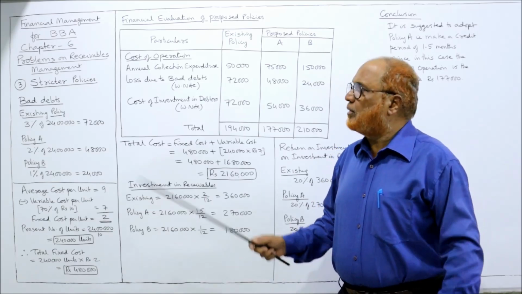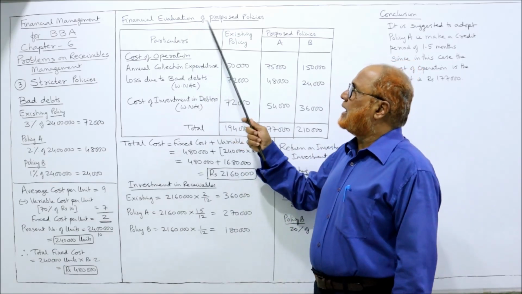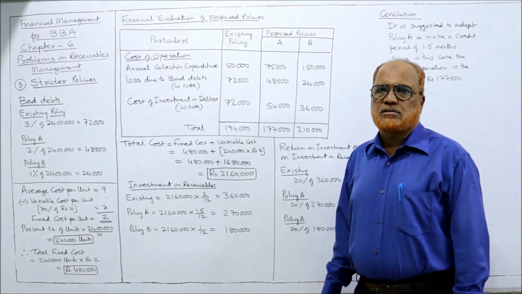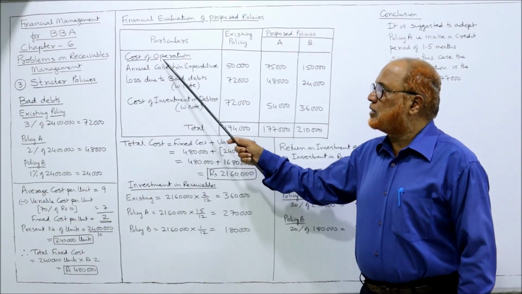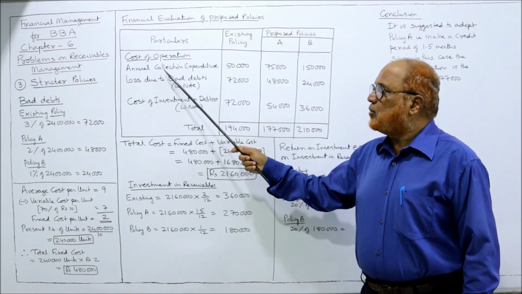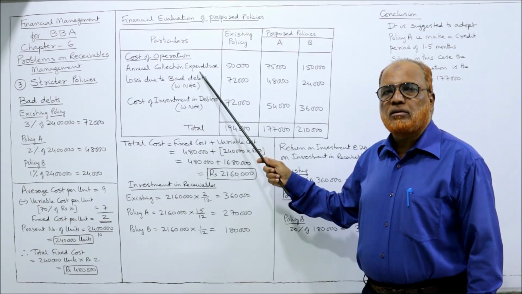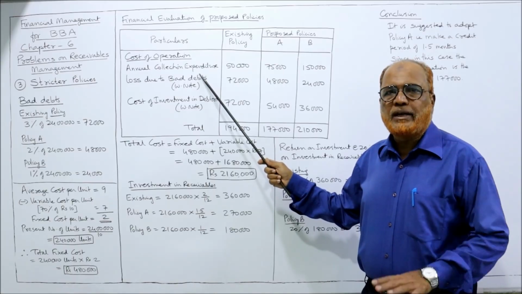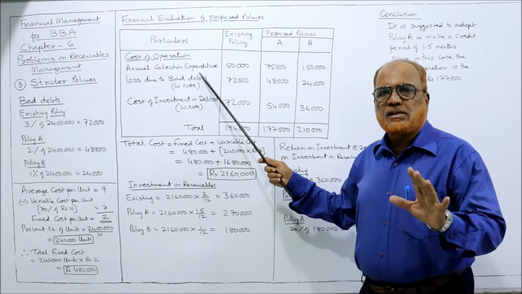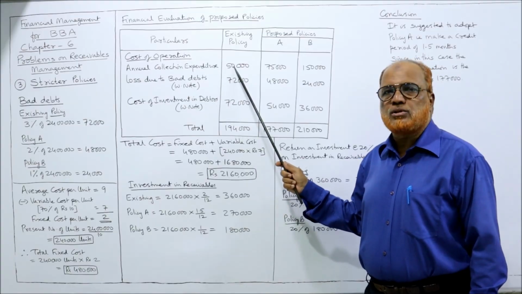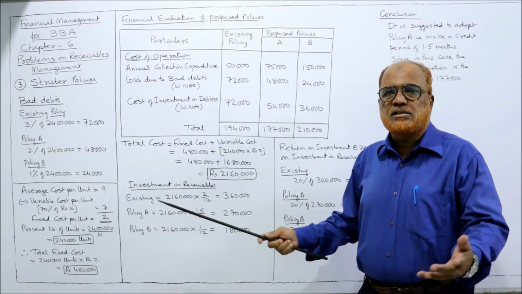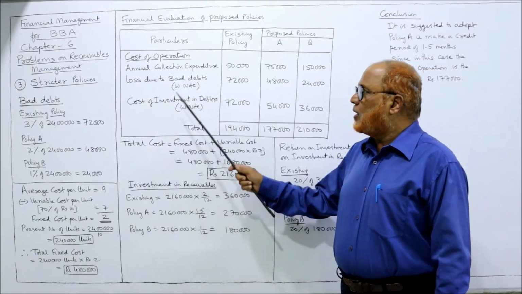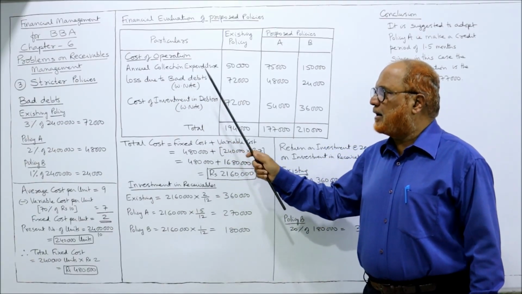Now, the solution will be like this. Financial evaluation of proposed policies. We are evaluating, we are comparing the cost of operation. Cost of operation: annual collection expenditure. That is given in the problem, no need of any calculations. Presently, the collection expenditure is 50,000. A policy 75,000, B policy 1,50,000. That is given, no calculation. Now, bad debts, loss due to bad debts.